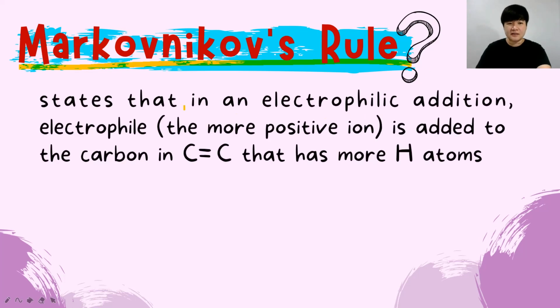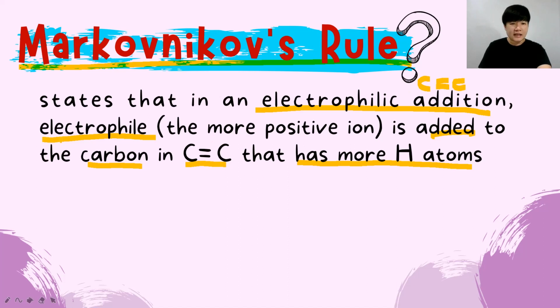Markovnikov stated that in an electrophilic addition, the electrophile is added to the carbon in the carbon-carbon double bond that has more hydrogen. It's quite simple and straightforward. Electrophilic addition means that it will happen to your carbon-carbon double bond. The electrophile, which is the more positive ion, will be added to the carbon that has more hydrogen atoms.